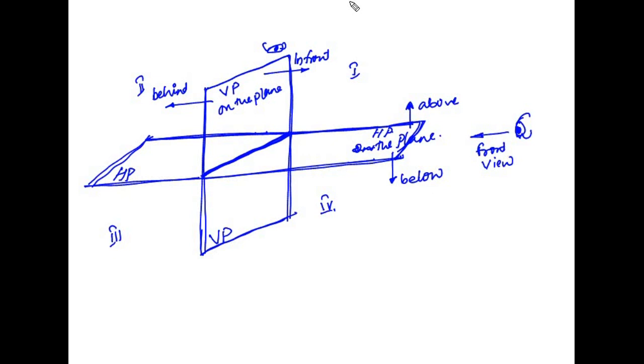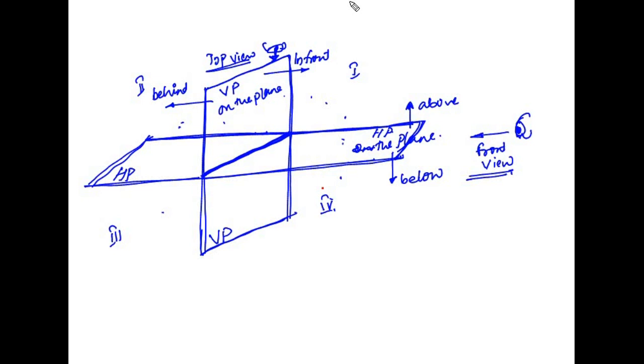Okay, so with respect to the viewer, the object will be in front of the vertical plane or behind the vertical plane. With respect to the viewer, the object is above the horizontal plane or below the horizontal plane. So this view is called the top view. The viewer position is fixed, the planes are fixed, and the object keeps moving to different quadrants.